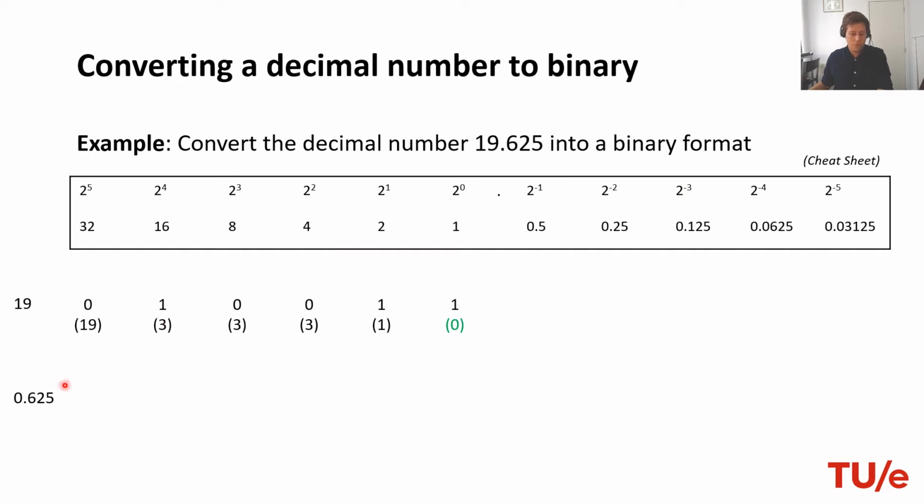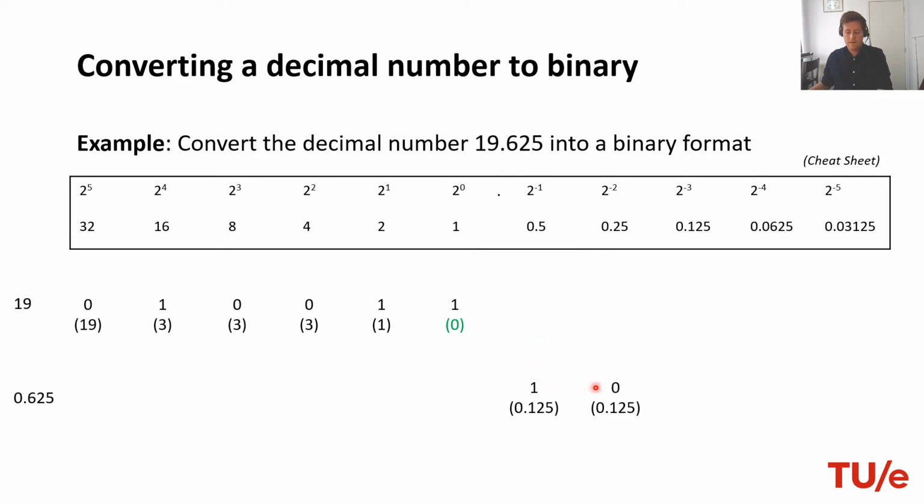And try to form again this 0.625. So let's start. Firstly, does 0.5 fit into 0.625? Well, yes, that's the case. So we put a 1 over here, we subtract 0.5 from 0.625, and the remainder is 0.125. We try to fit 1/4 into the remainder, and that doesn't work.